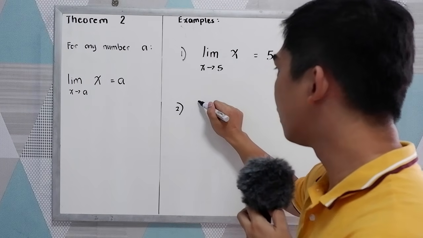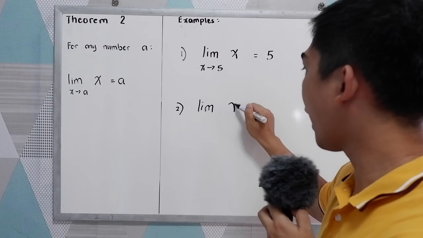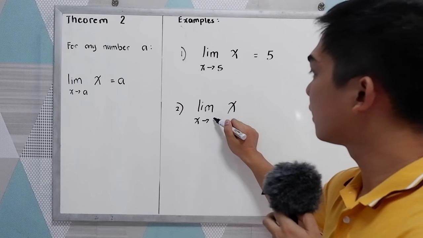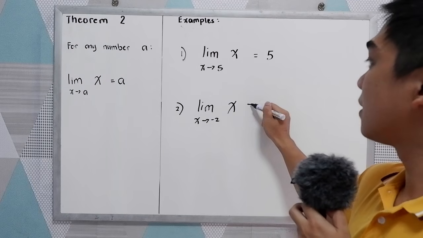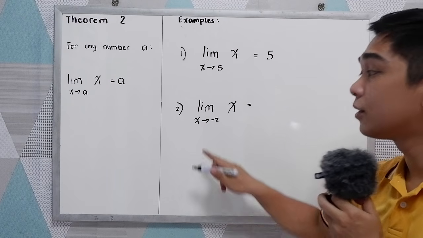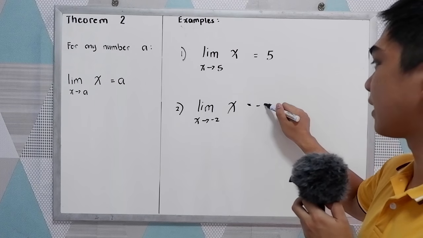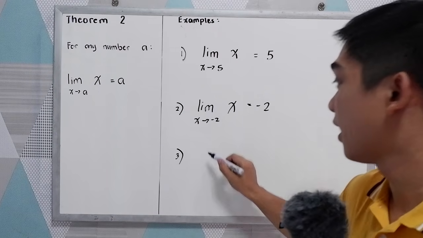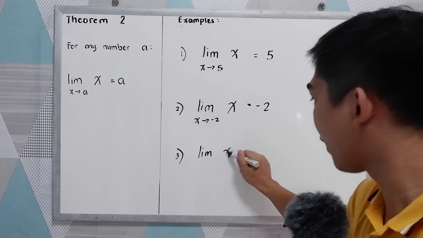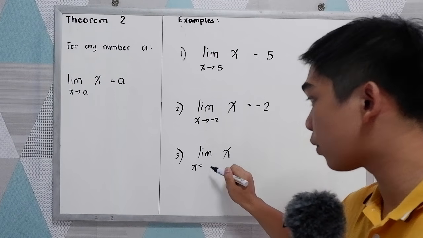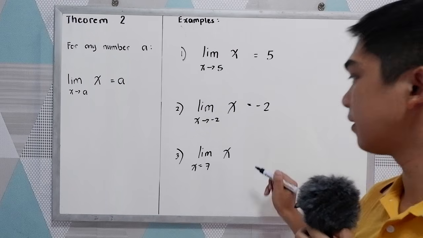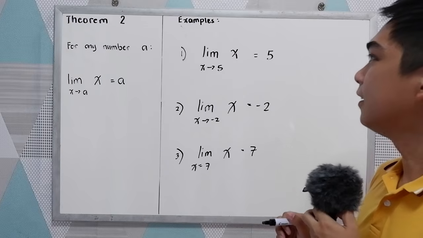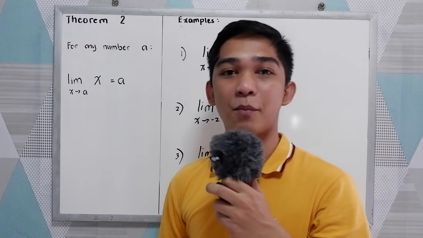Another example, the limit of x as x approaches negative 2 is equal to our a, negative 2. Third example, the limit of x as x approaches 7, so that is equal to 7. That is our theorem number 2.